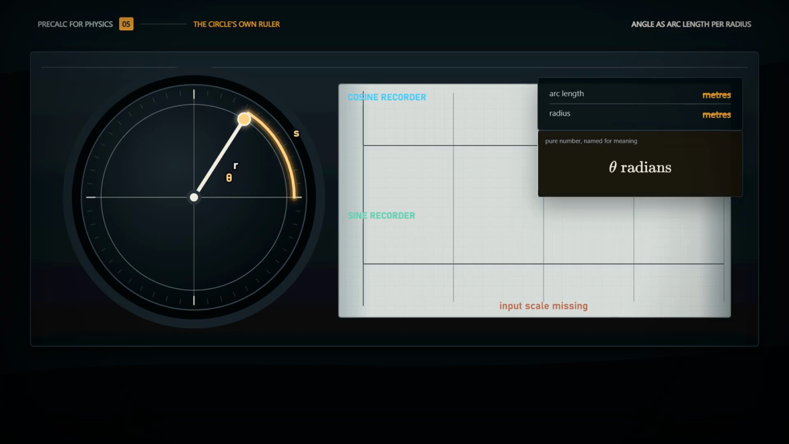Arc length and radius must use the same length unit. Their units cancel in the ratio. Theta is therefore a pure number, but we keep the word radian to say that this number measures angle.